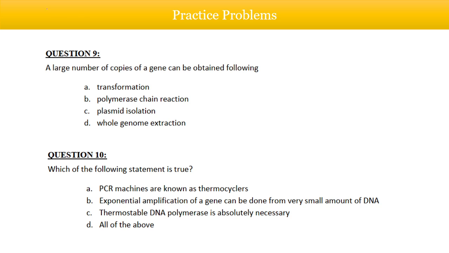Okay, now next one. A large number of copies of a gene can be obtained following transformation, polymerase chain reaction, plasmid isolation, or whole genome extraction. I just mentioned the technique known as the polymerase chain reaction, or PCR, that is used for the amplification of genes. So, large copies of a gene can be obtained by polymerase chain reaction.